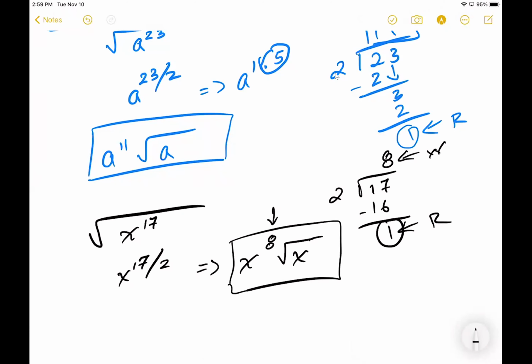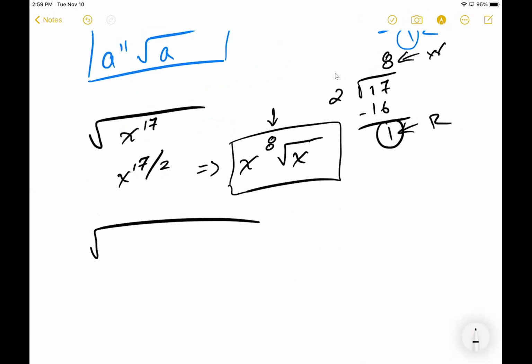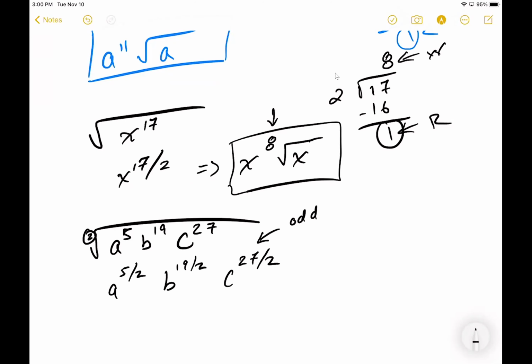Okay. So again, regardless of what they give you, they can give you something like a to the 5, b to the 19, c to the 27. As long as it's a square root, we need to divide this by 2, this by 2, and this by 2. All of these numbers are odd numbers, and if you divide any odd number by 2, you will always have a remainder of 1.